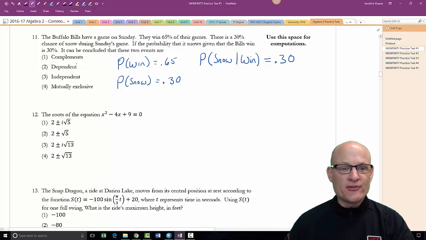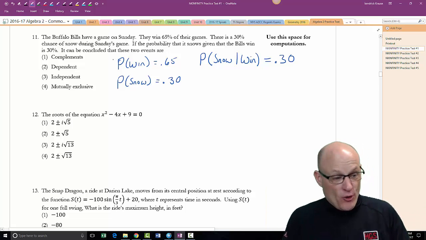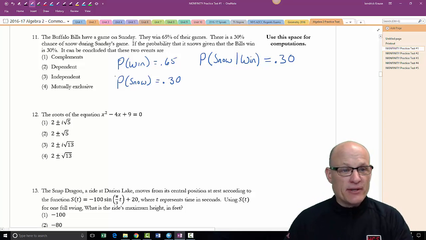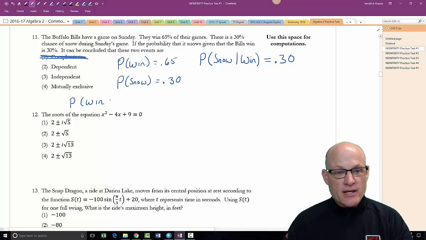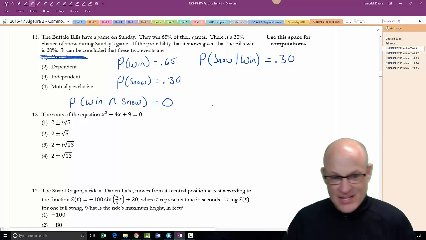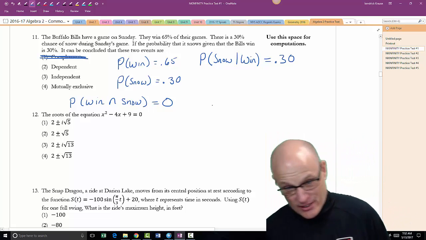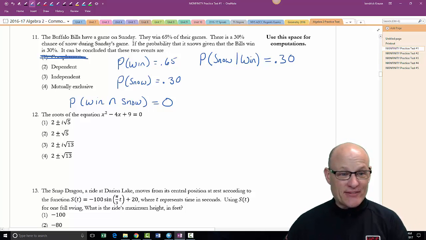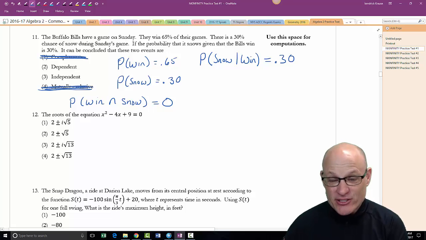So the 2 events are complements. Complements mean probability of snow and probability of not snow would have to add up to 1. Now, these closely add up to 1, but not 1. So, no. Mutually exclusive means the probability of win and snow is equal to 0. Well, I'm not actually sure what that is, so I'm going to guess it's not this one. So it's either independent or dependent.